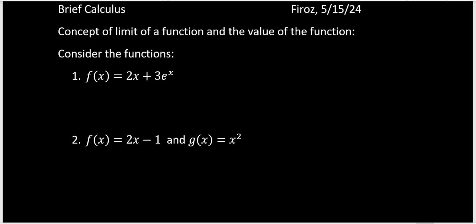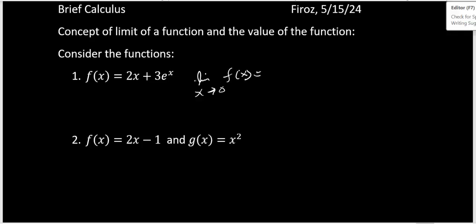Now we are taking two different functions. The first one is f of x is 2x plus 3 e to the x. So I have algebraic and exponential function together. So in this, we want to see the limit of this, for example. Limit x goes to 0, f of x.